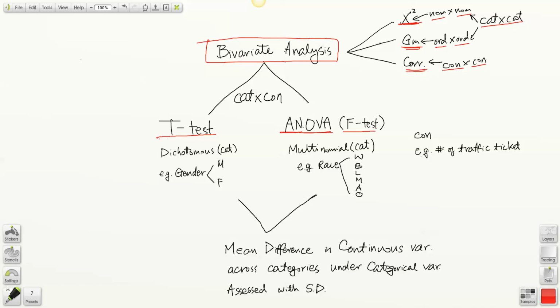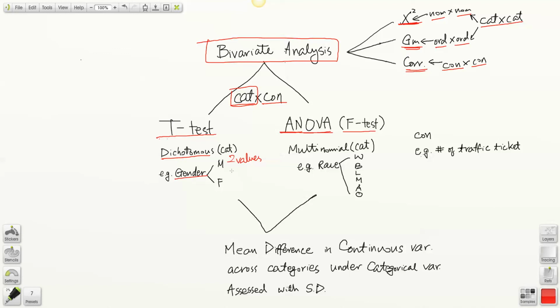So what are these two for? T-test and ANOVA. That's when you have one categorical variable and one continuous variable. And the difference comes from the type of categorical variable. When your categorical variable has only two values, then we call that a dichotomous variable, and you can use t-test. A typical example would be gender.